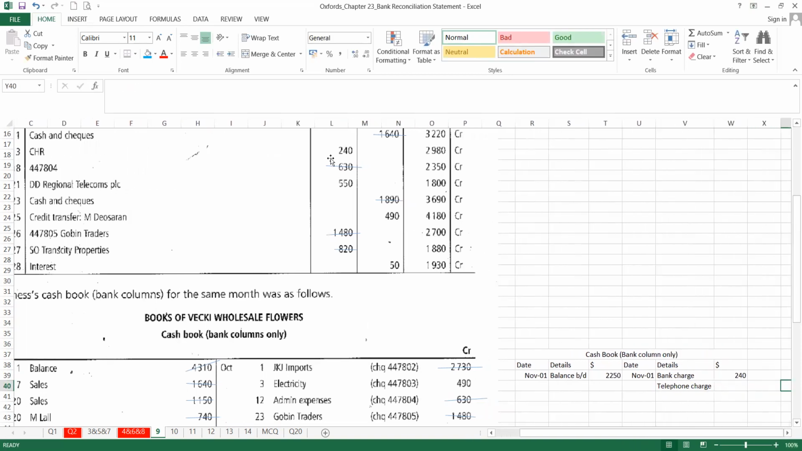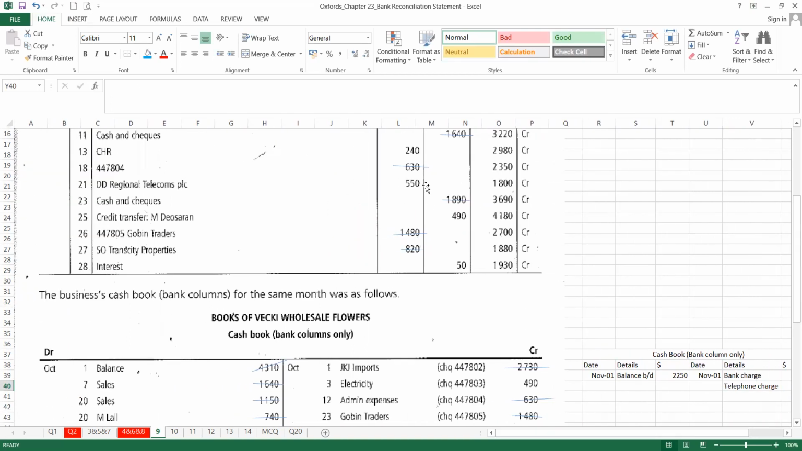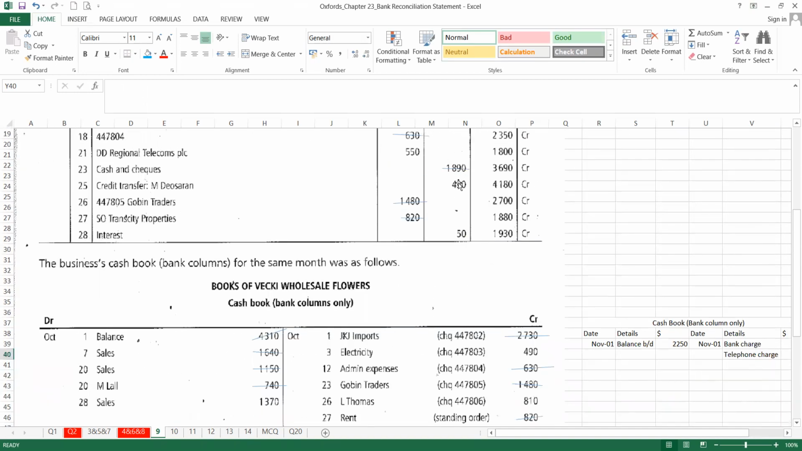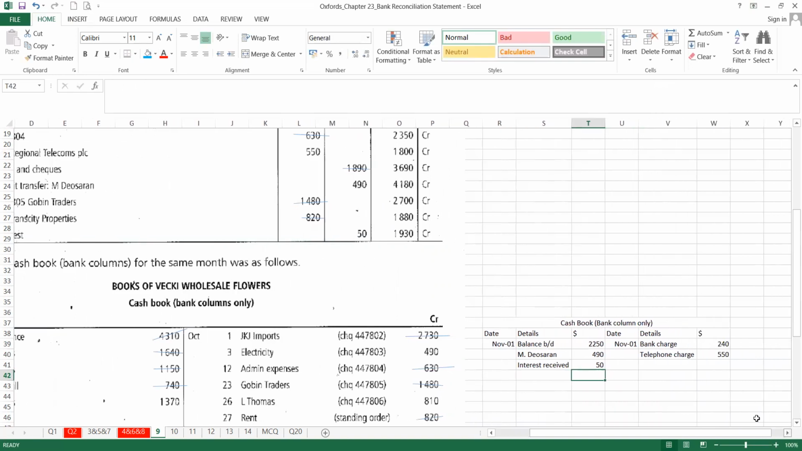Okay. Now put in the 550. So the next item, no more, that's all, two items only. Now in the credit side, we have also two items, which is this one 490 and 50. So here I put from who? This is credit transfer from MD Saran. So this should be the trade receivable 490. And then another one, interest. This is an interest received because this is in the credit side, should be interest received. 50. So now we have no other entry to be made.